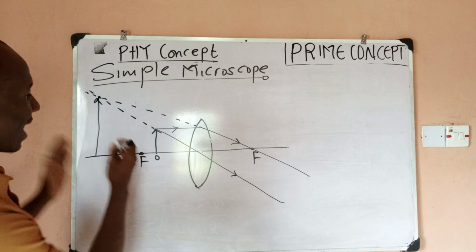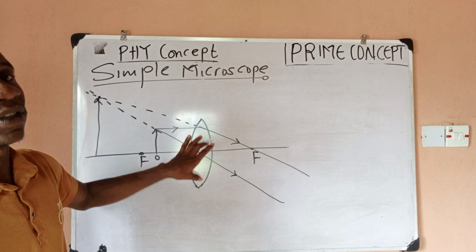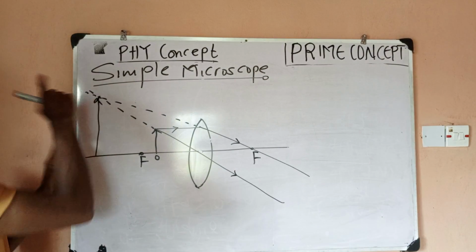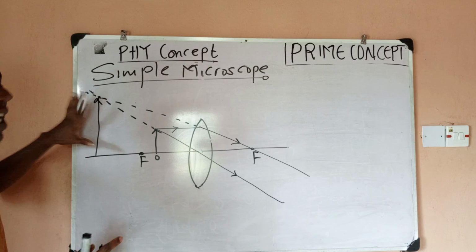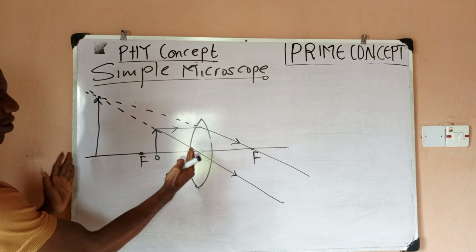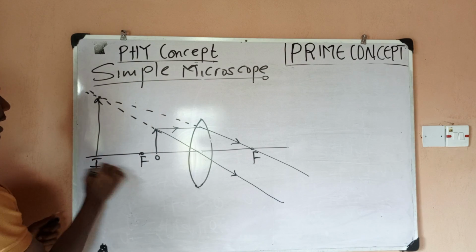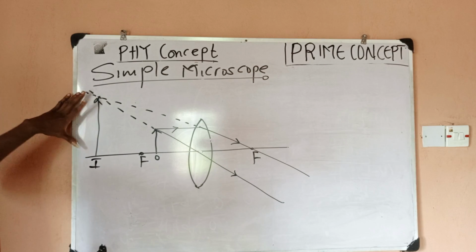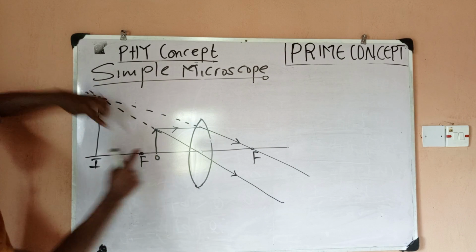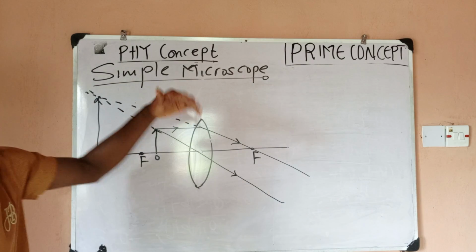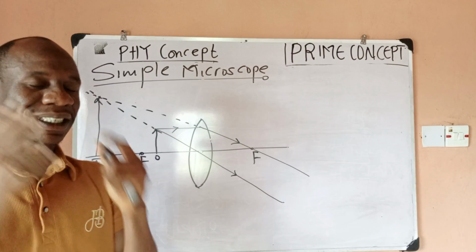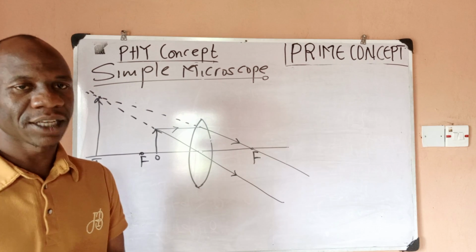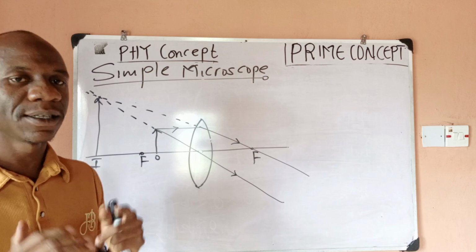So this diagram we have is a diagrammatic representation of a simple microscope. You can see that our image is erect. Our image is virtual because it is formed on the same side as our object. So our image is virtual, it is erect and highly what? Magnified. You can see that relative to your object, the image is very big, and that is why it is called a simple microscope. A simple microscope is a device that you use to view close objects so that you can see them in a more magnified way. So that is what we have like this.